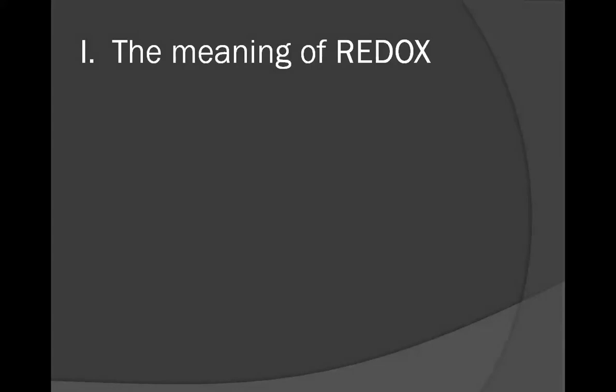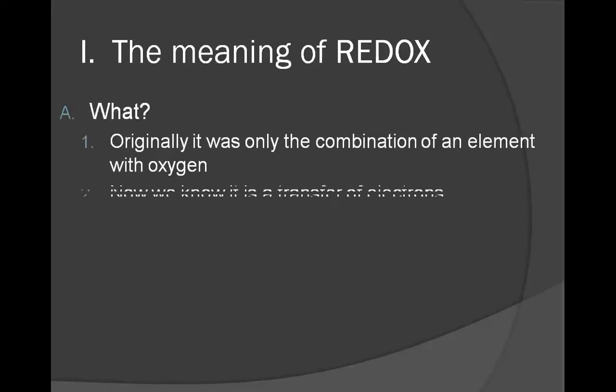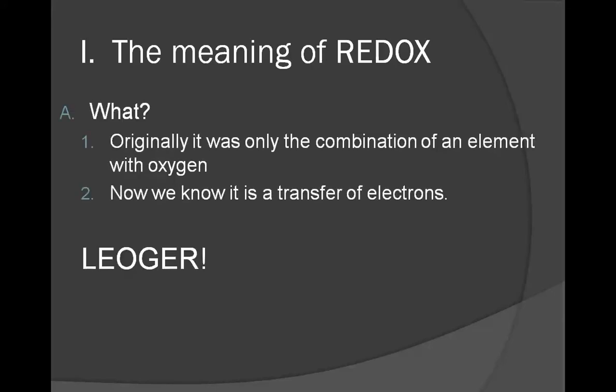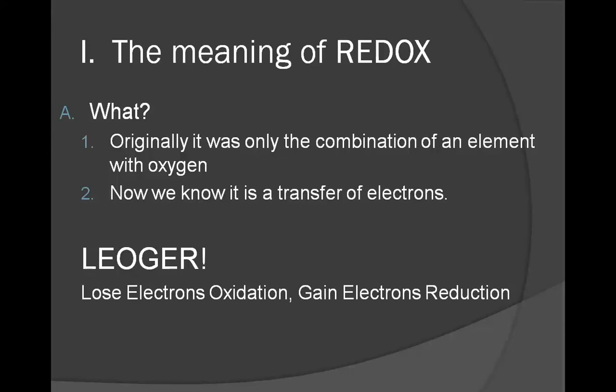We're back again for the second E-Day. This one's going to be an extension of the same stuff that you did last time on redox. I just want to review a couple things before we do what we're going to do today. Most important is right there, Leo-Gur. Leo-Gur again means lose electrons oxidation, gain electrons reduction.